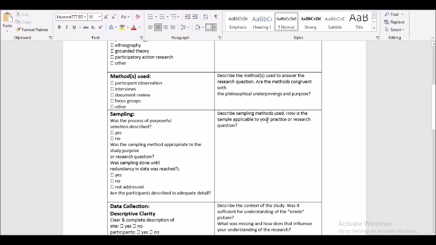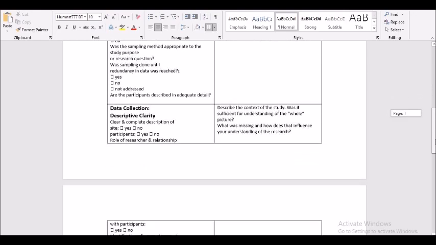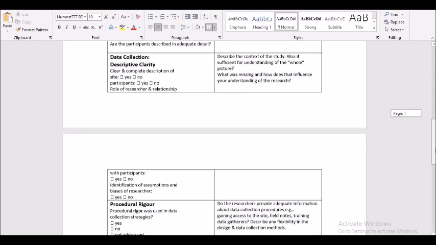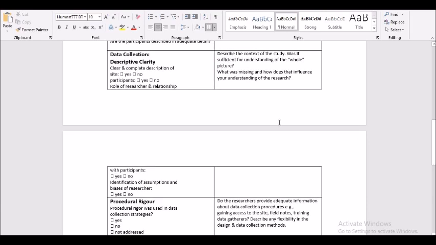Now come to the right hand side. Describe sampling methods used. How is the sample applicable to your practice or research question? So you pick up any paper that you're taking care of, these things have to be mentioned over here. Similarly, let's go for the data collection. Was descriptive clarity there or not?